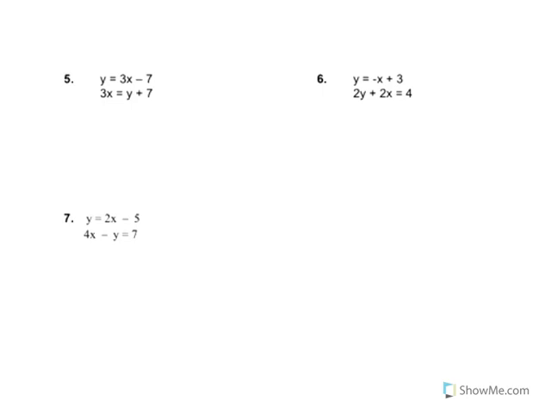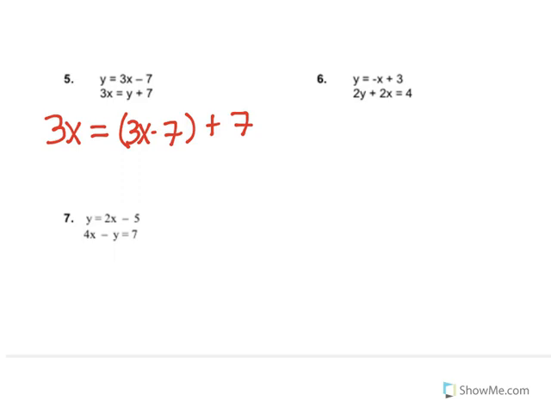Hey, let's try number 5. We have y equals 3x minus 7 and 3x equals y plus 7. So on this first equation, it tells us what y equals. Y equals 3x minus 7. So we're going to take this and put it in for this y right here. Okay? So let's write our second equation. 3x is equal to, and instead of y, we're going to substitute 3x minus 7, plus 7.